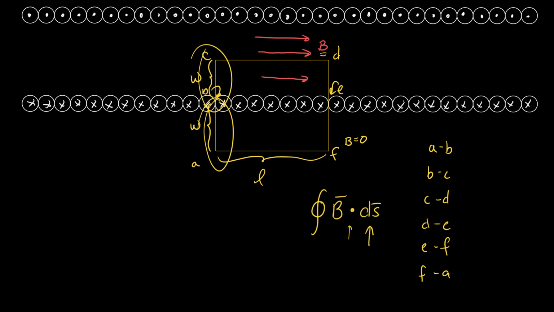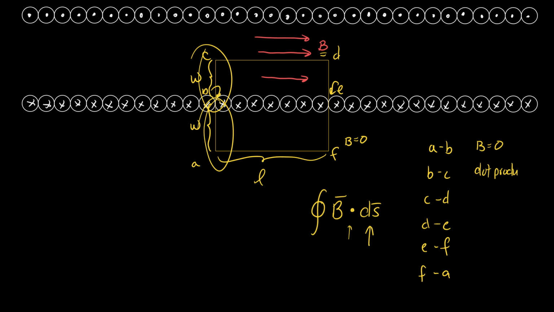So we know A to B will be 0 because the magnetic field is 0. B to C will be 0 because of the dot product. C to D is not going to be 0. That's the one that contributes. That's the one I need. That's the one I'm going to use to figure out the size of the magnetic field because it's aligned with the magnetic field and it's in the region of space where there is a magnetic field.